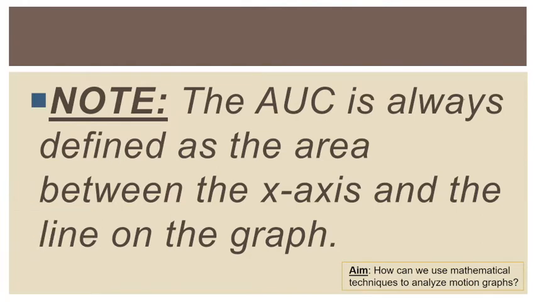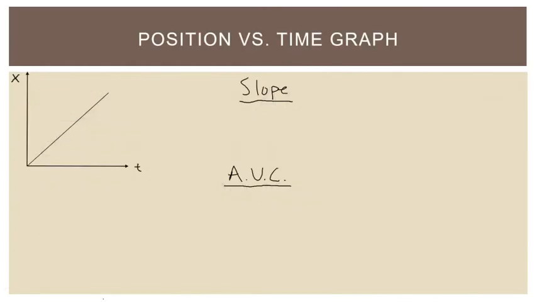The area under the curve is always defined as the area between two things, the x-axis and the line on the graph. So when we are doing problems, it's always important to keep that in mind. Okay, let's take a look at the individual graphs.